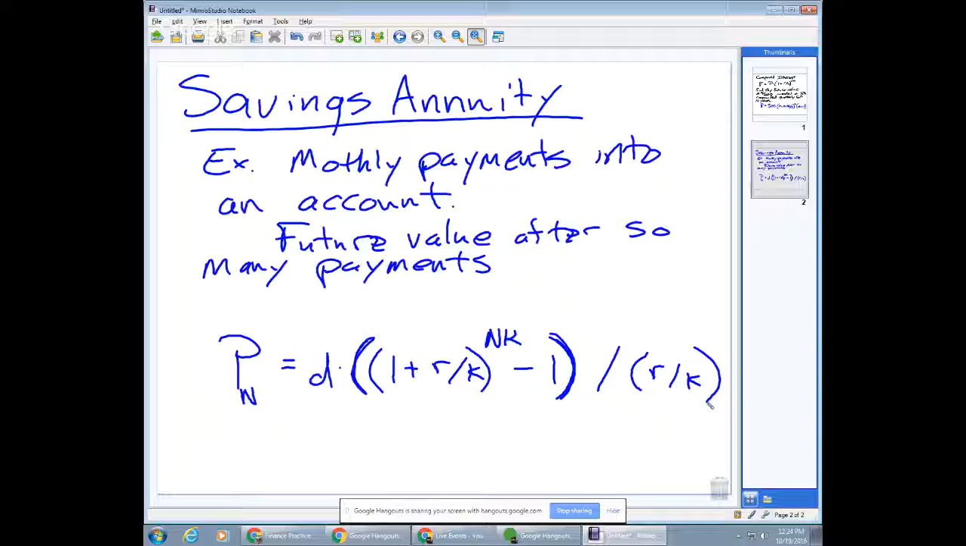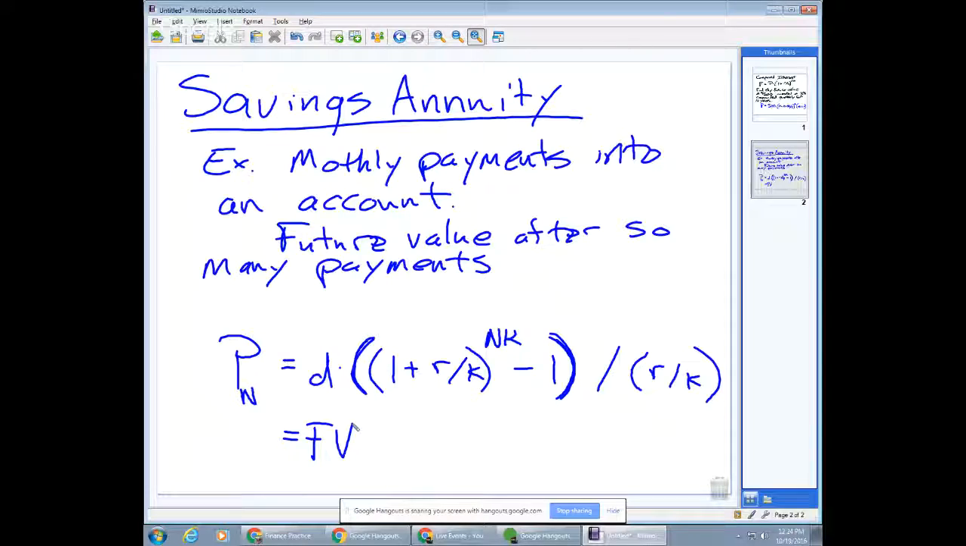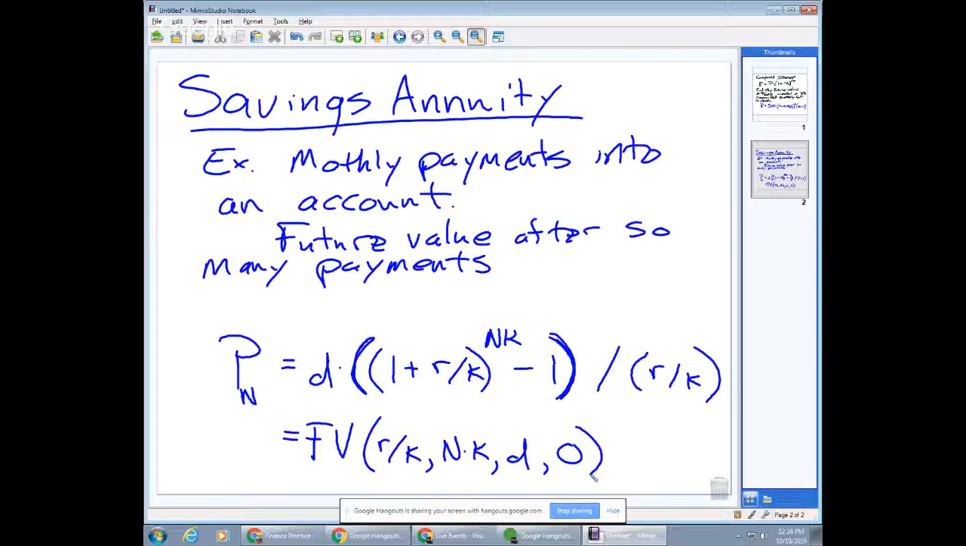The spreadsheet version of this formula is also future value. And it wants to know what is the periodic rate, that would be R over K. How many payments are you going to make altogether? That would be N times K. What is your monthly payment? And in this case, we're starting off with nothing in the bank, so the next number is a 0. And so that's the spreadsheet version of the formula.